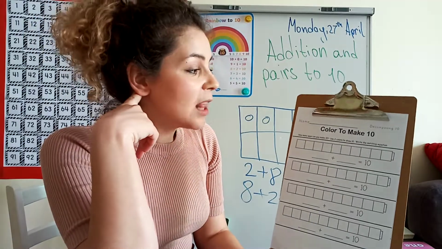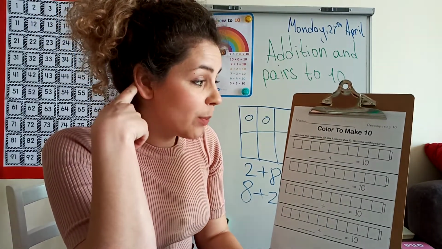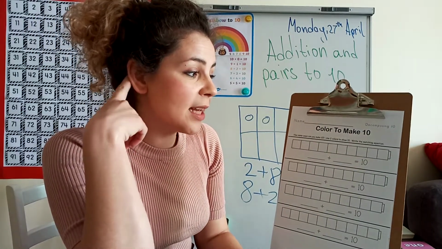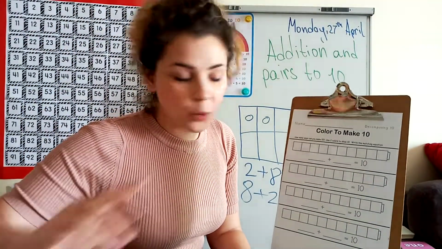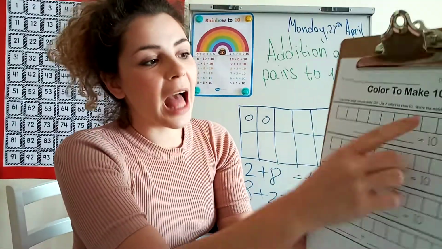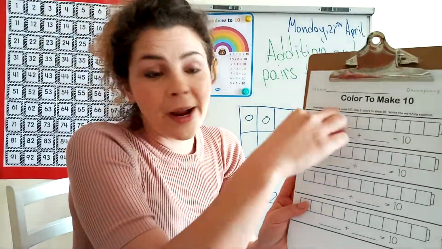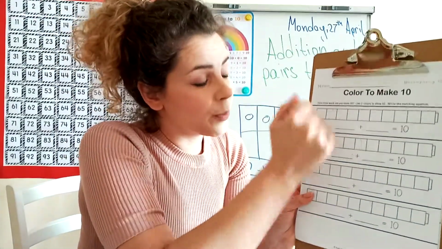So what does it say? Color to make 10. How many ways can you make 10? Use 2 colors to show 10. Write the matching equation. An equation is a number sentence. So what do we have here? You have a line of squares. Not squares, but these are actually supposed to be cubes.